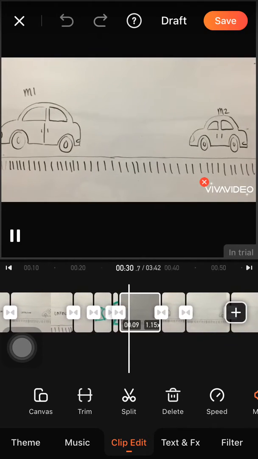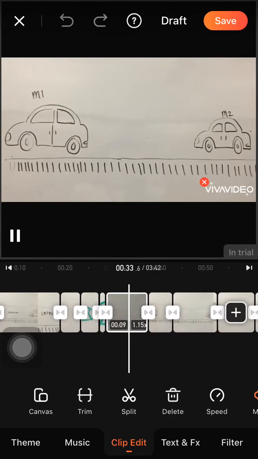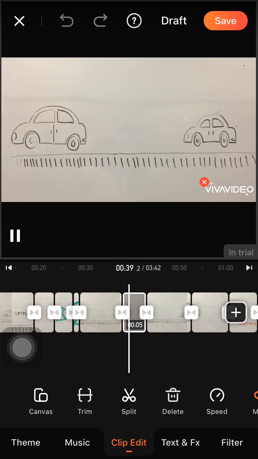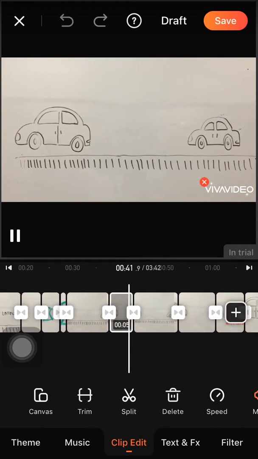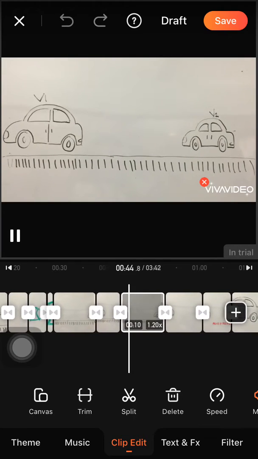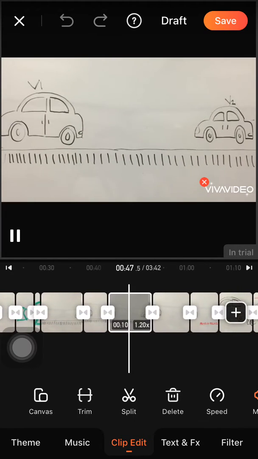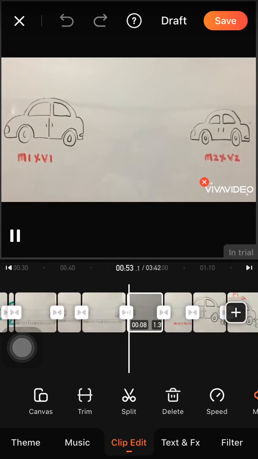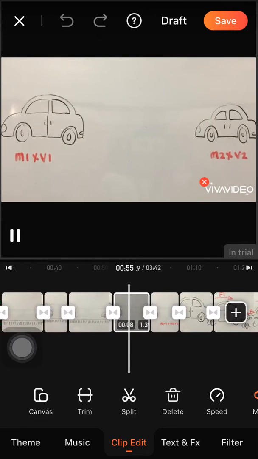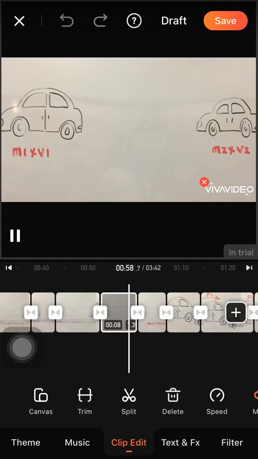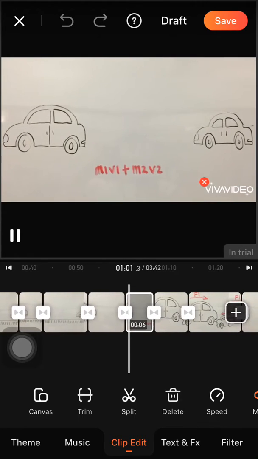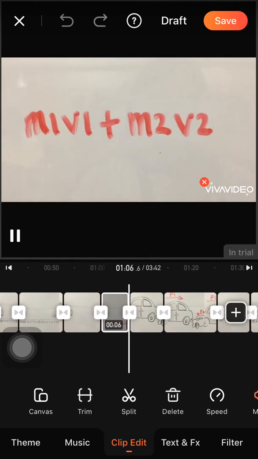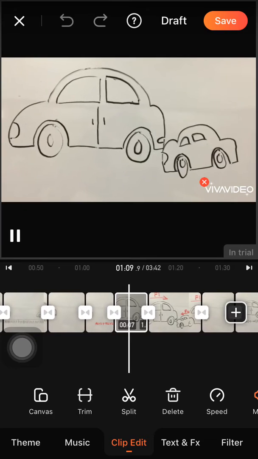Let's consider two cars with different masses. The bigger one is M1 and the smaller one is M2. Imagine the cars are moving in the same direction but with different velocities, V1 and V2 respectively. Because momentum is the product of mass and velocity, the momentum of the bigger car can be expressed as M1 x V1 and the smaller car as M2 x V2. To determine the total momentum of the two cars, M1V1 plus M2V2.